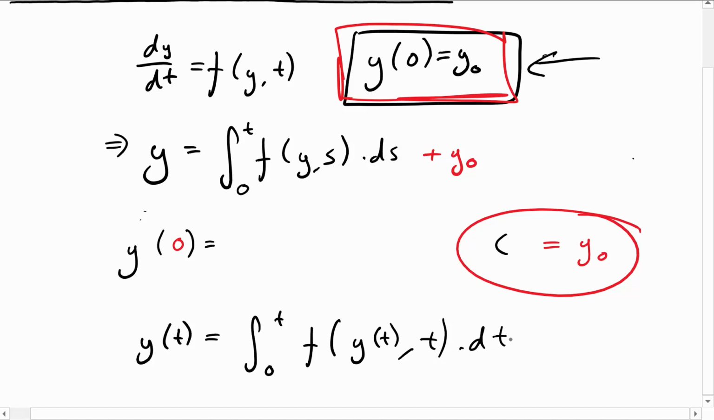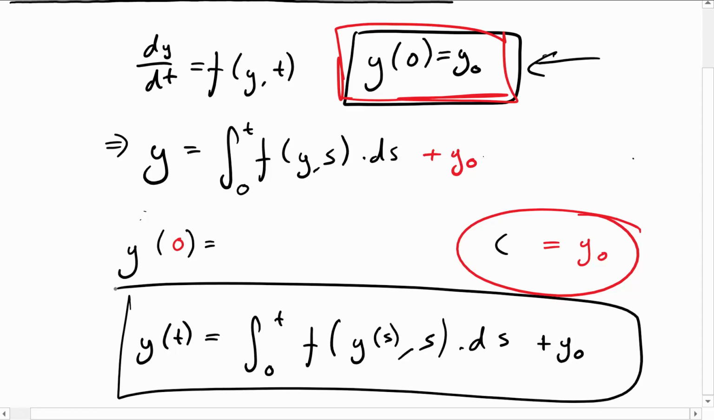The t at the moment, but of course I'm going to change these to dummy variables, so I'm just going to change them to s, just to make things easier for me and to ensure I don't get confused. Plus then c, which is then my y naught. So in other words, what I can say is that this thing is equal to this thing here. I've come up with a formula for successive approximations.